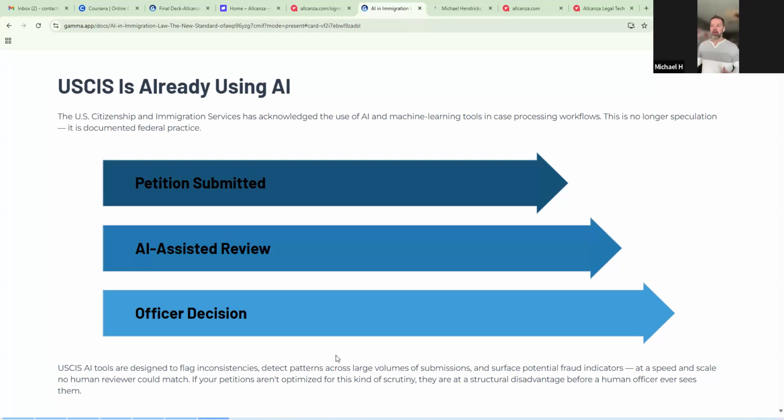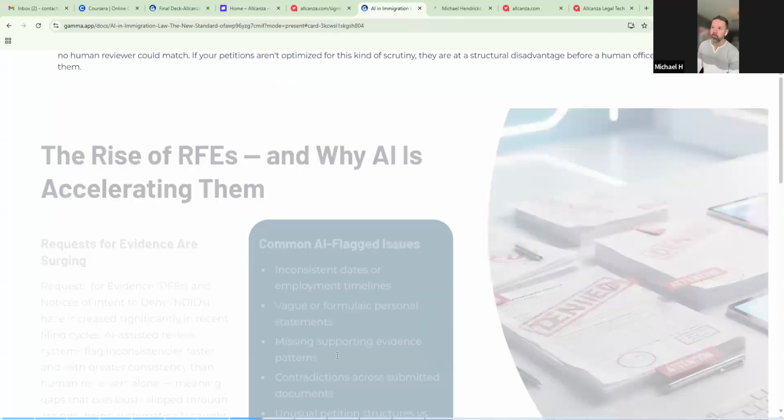That's what's happening here. So across volumes of applications, it can surface potential fraud indicators at a speed and scale no human reviewer could match. If the petitions aren't optimized for this kind of scrutiny, then there's a structural disadvantage before a human officer ever sees them. In other words, there's a structural disadvantage that's happening for you or for your client, if you're an attorney, before USCIS ever looks at your petition, the human officer.